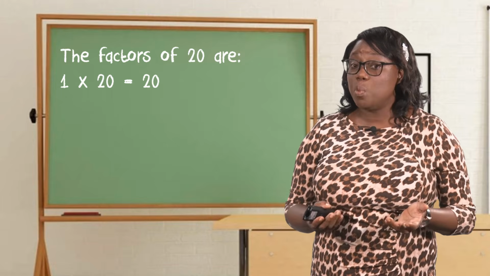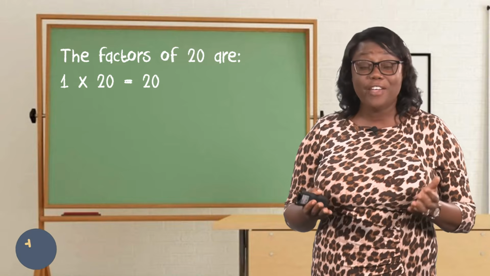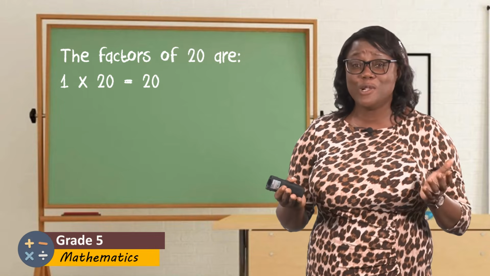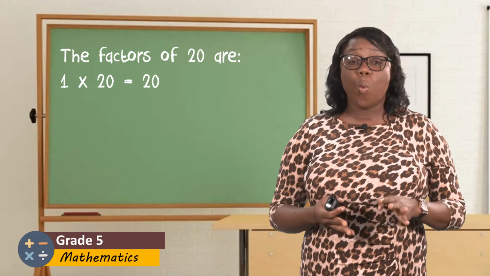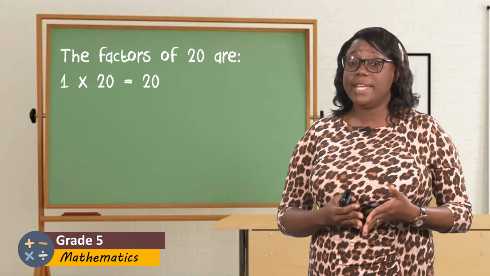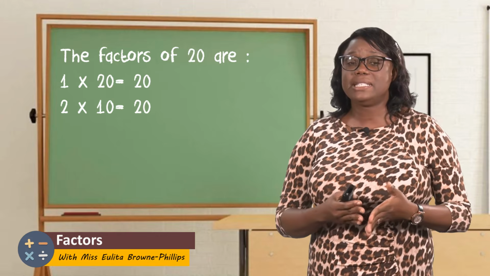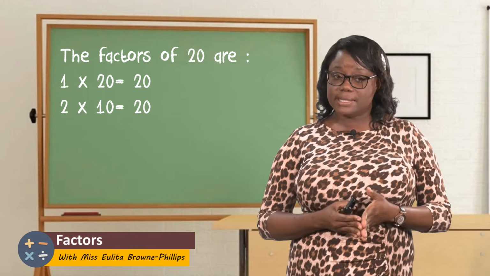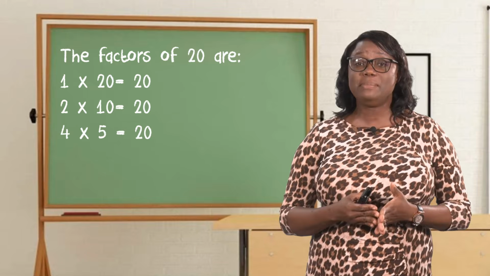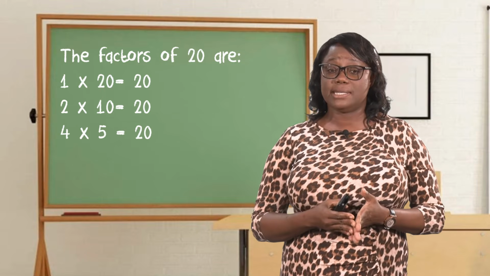Did you begin with 1 and 20? If you did, that's absolutely correct. 1 times 20 will give us 20. 2 times 10 will give us 20. 4 times 5 will give us 20.